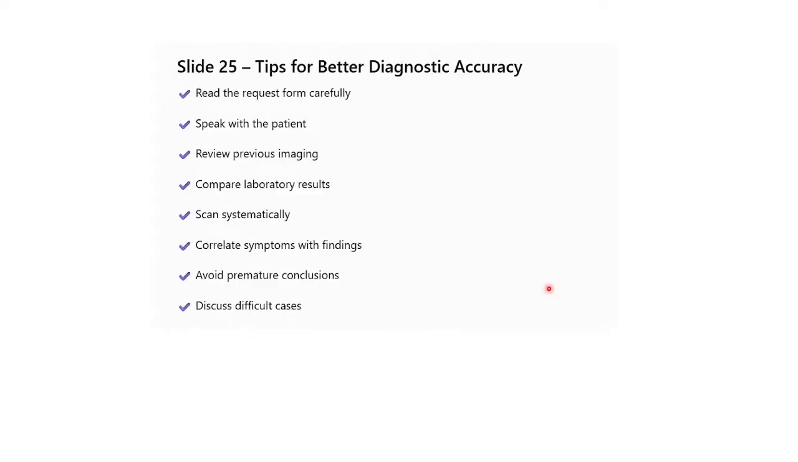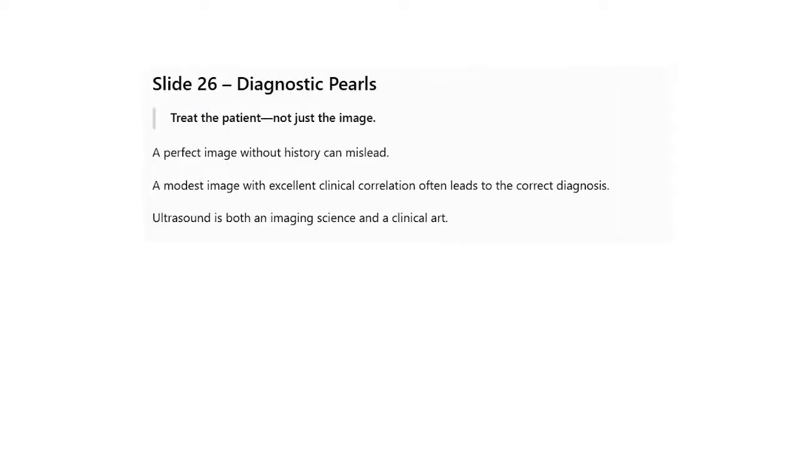So the tips for better diagnostic accuracy: read the request form carefully, speak with the patient, review previous imaging, compare laboratory results, scan systematically, correlate symptoms with findings, avoid premature conclusions, and discuss difficult cases. These are the diagnostic pearls. Treat the patient, not just the image. So you're dealing with the patient, not just the image.